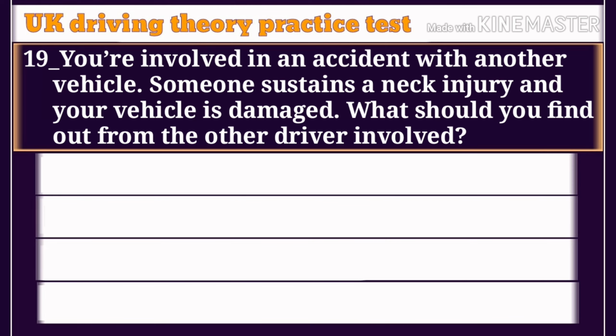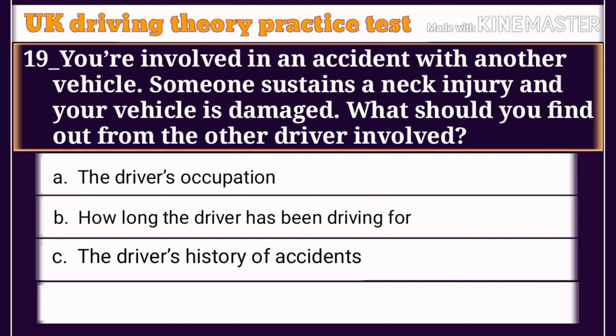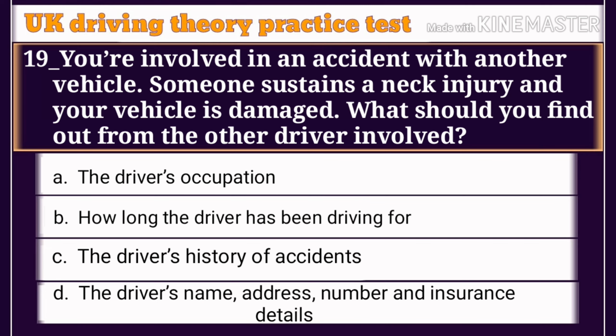Question 19. You're involved in an accident with another vehicle. Someone sustains a neck injury and your vehicle is damaged. What should you find out from the other driver involved? A. The driver's occupation. B. How long the driver has been driving for. C. The driver's history of accidents. D. The driver's name, address, number and insurance details. The correct answer is D. The driver's name, address, number and insurance details.